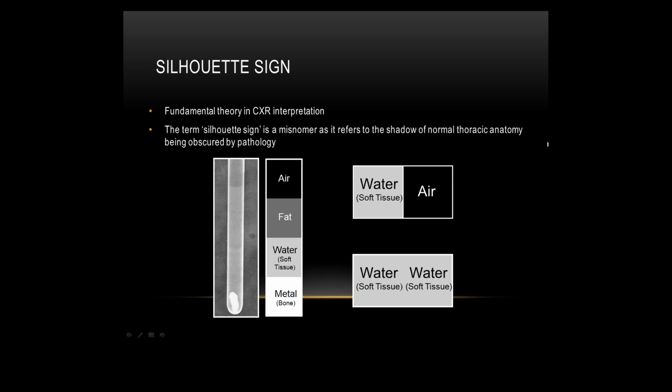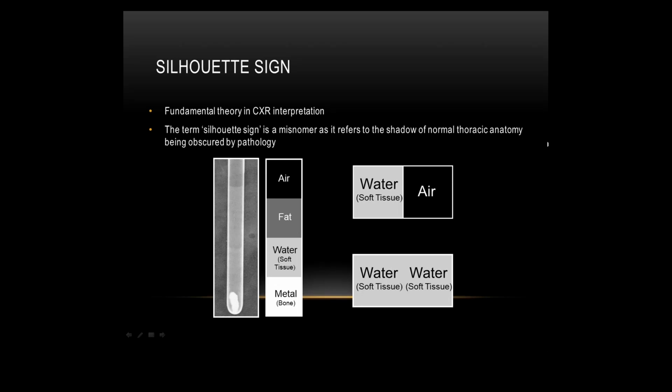So I thought a good starting point, as you're a radiology society, is to look at the fundamentals of chest reporting. It's only a very brief 2 slides, but it's good to have an understanding of it. To be honest, this isn't really applicable anymore because we have CT, and we'll understand why in a second. So has anyone heard of the silhouette sign? No? So the silhouette sign is a fundamental theory in chest x-ray interpretation.